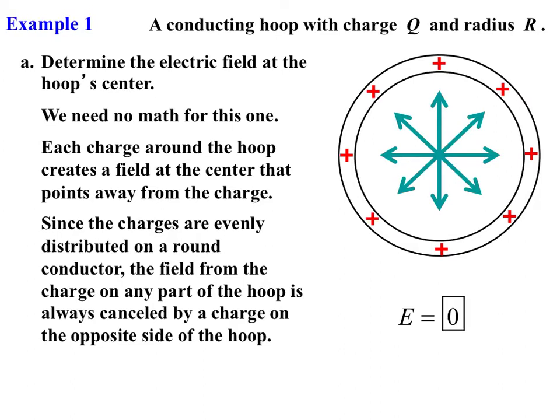Well, here we don't need to do any math, because a charge over here is going to have an electric field that goes out this way. And this charge is going to have an equal electric field that goes out in the opposite direction. So these two will cancel out. And that's going to happen for every single charge along this hoop. So our electric field at the center is equal to 0.